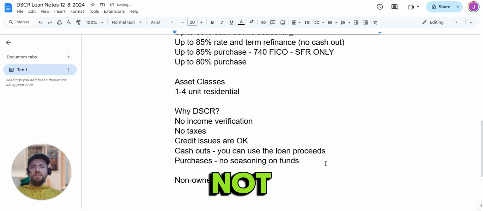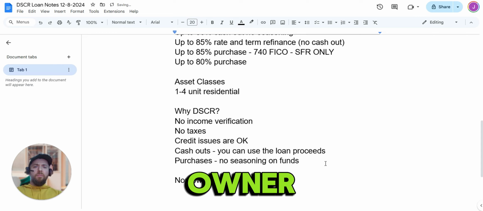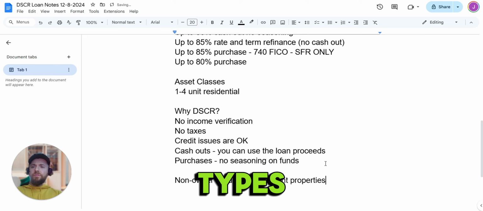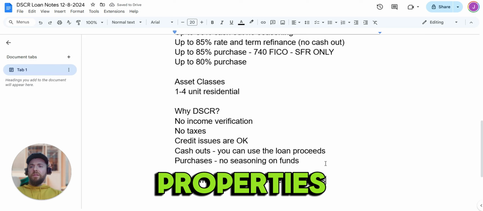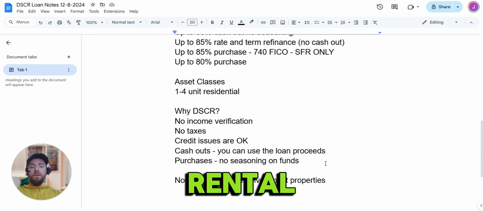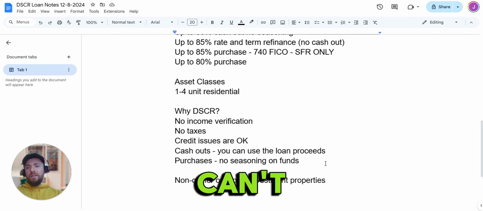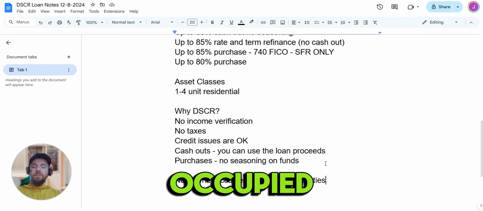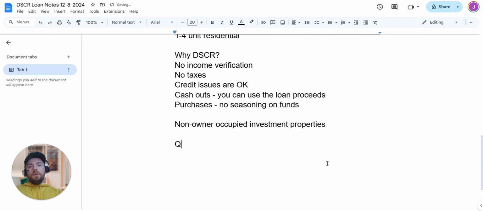And then last but not least, I need to emphasize that these types of loans are for non-owner occupied properties. You cannot be living in these properties because the whole premise of this type of loan is rental income. So you can't even house hack. You've got to go do FHA, VA, whatever to house hack. You cannot house hack with these loans. It must be non-owner occupied investment properties.